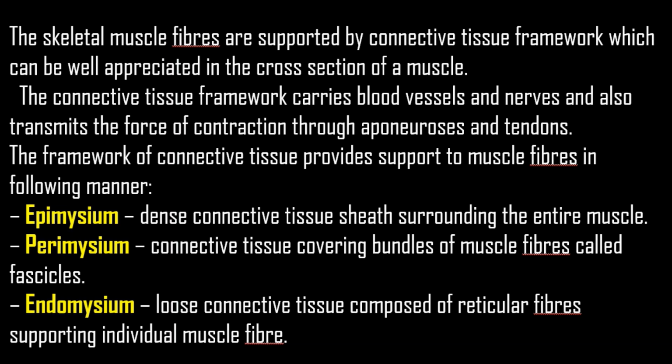So we've got the epimysium, which is the dense connective tissue sheath surrounding the entire muscle tissue. And then we've got the perimysium, which is the connective tissue covering bundles of muscle fibers called fascicles. So there's an aggregate of muscle cells in the muscle tissue, and this aggregation is what we call fascicles. The fascicle is surrounded by a connective tissue known as the perimysium. The endomysium is a loose connective tissue composed of reticular fibers supporting individual muscle fibers.